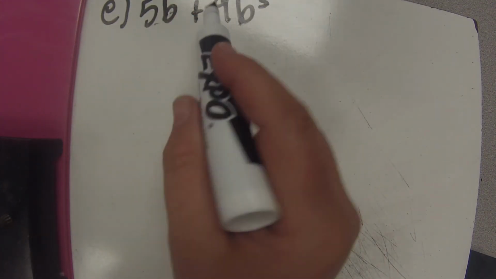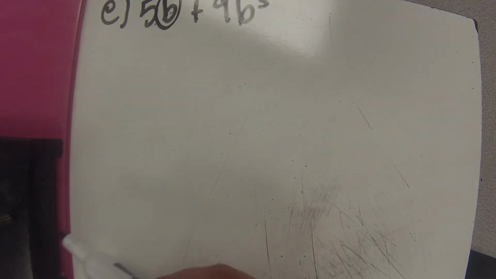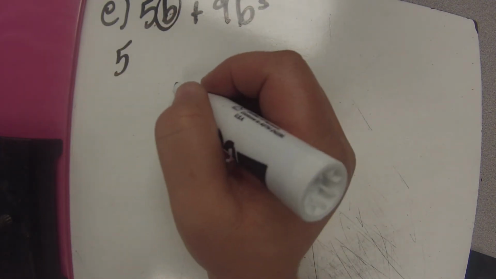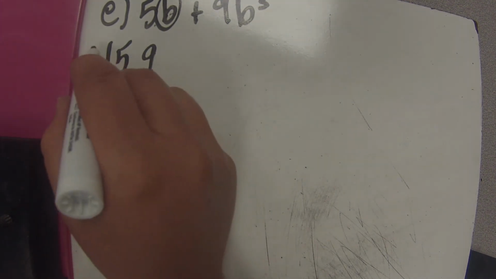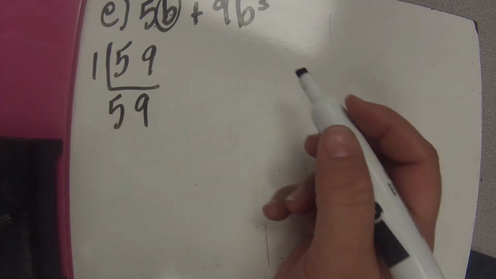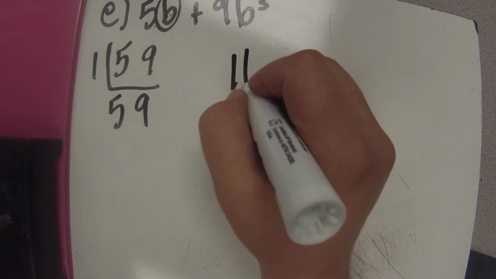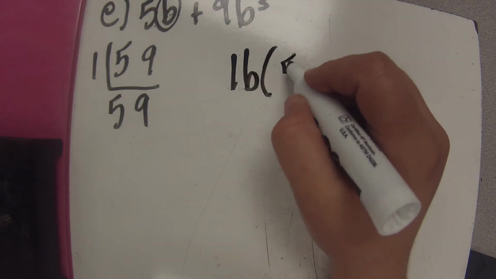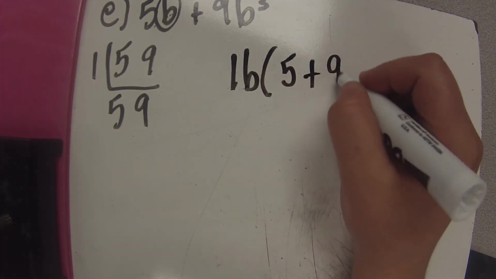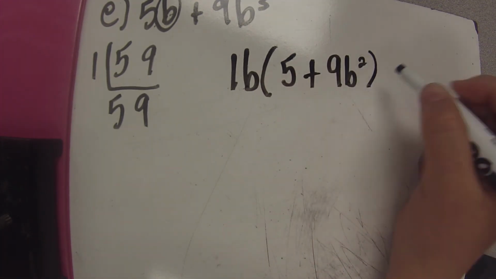Those have a b value, this is what I can pull out. And then I want to know, is there a common number between 5 and 9? Well, in this case, it's going to be just 1. So I can factor out a 1b, which you'll see in a minute that that's an understood b. What's left over is 5 plus 9b squared.